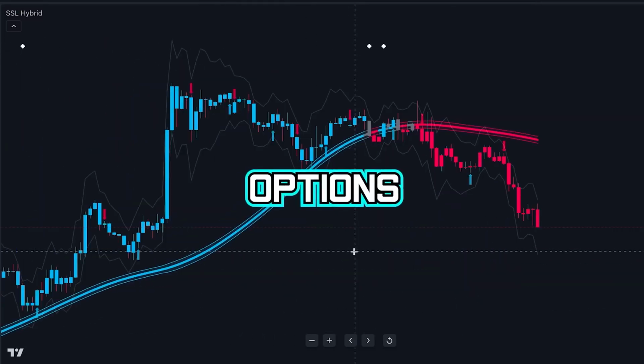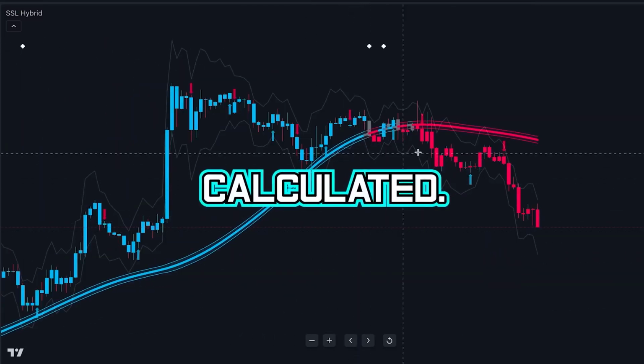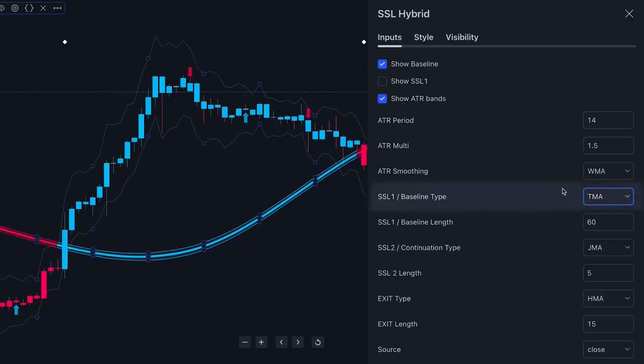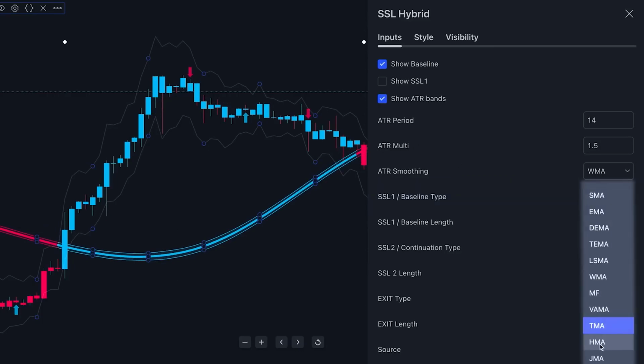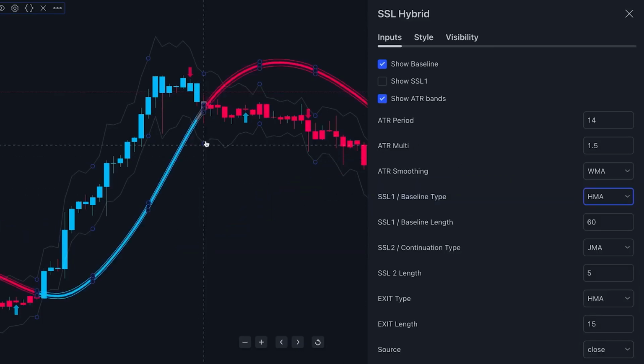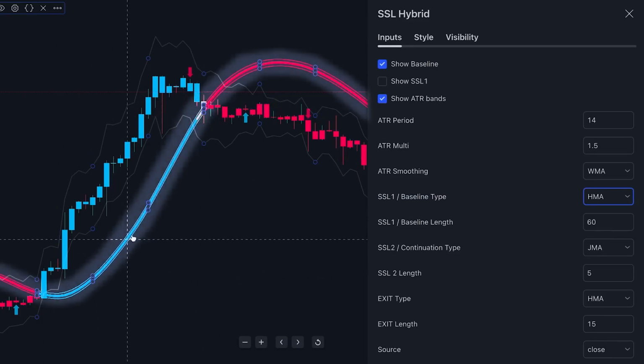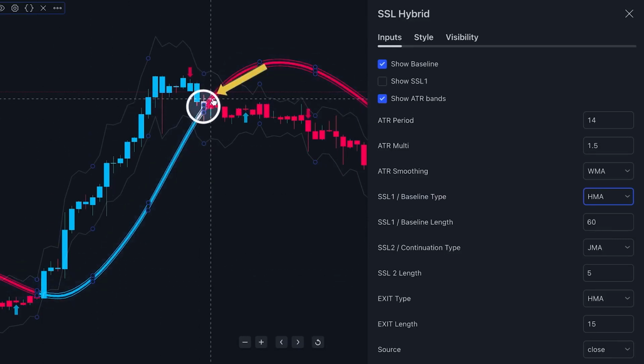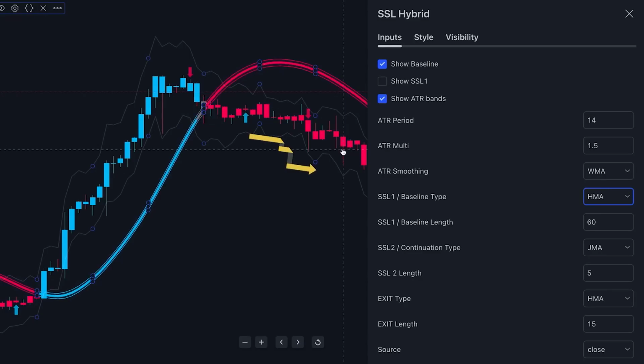There are several options available for how this baseline is calculated. We are using TMA because we want longer-term trends, but if you were more interested in scalping short-term moves, you might want to try HMA, which stands for Hull Moving Average, which can be used to detect trends and exits very early due to the way it oscillates in a wave-like pattern.